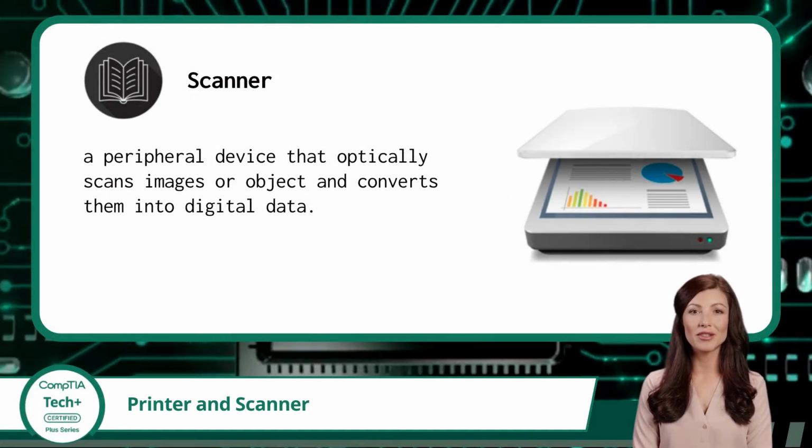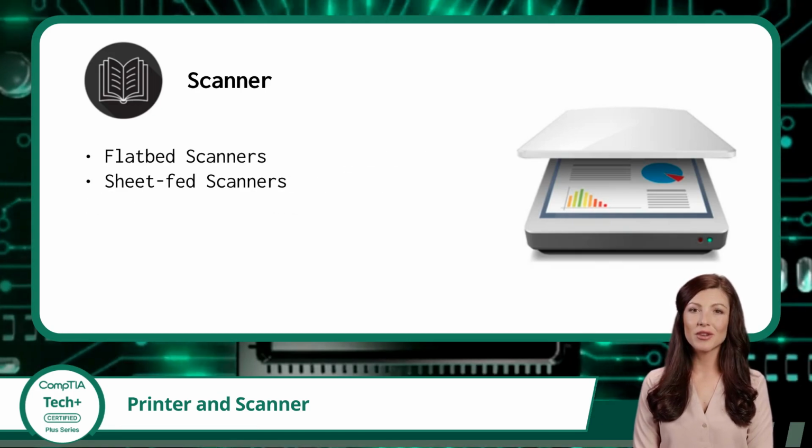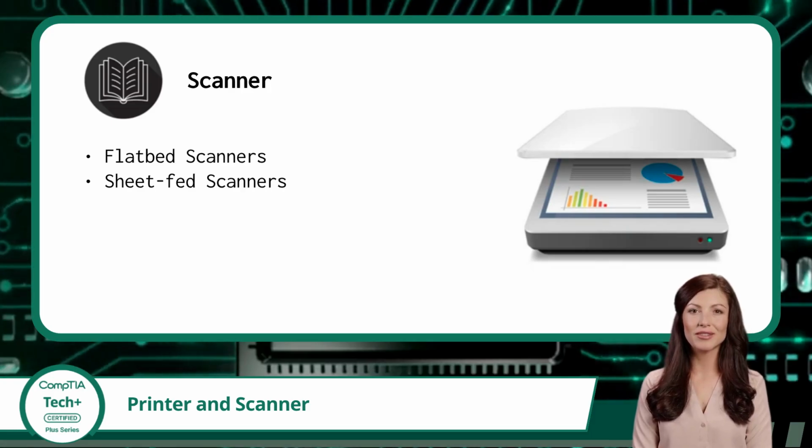While a printer outputs digital data, a scanner does the exact opposite. A scanner is a peripheral device that optically scans images or objects and converts them into digital data. The most common scanner types are flatbed scanners and sheet-fed scanners.